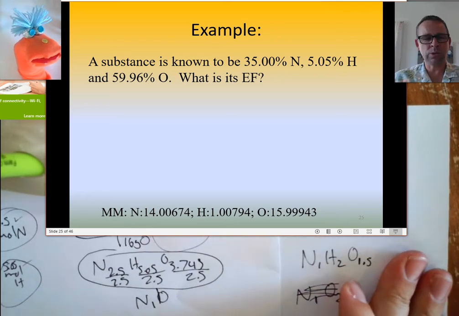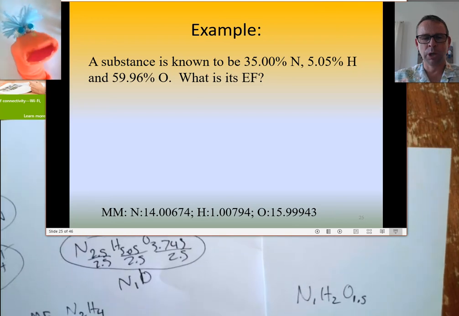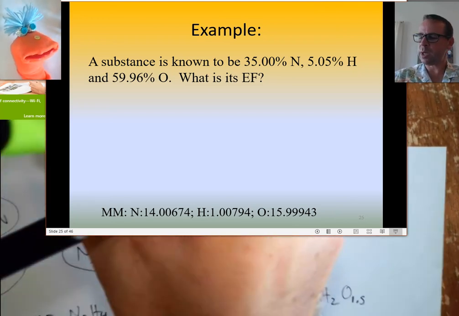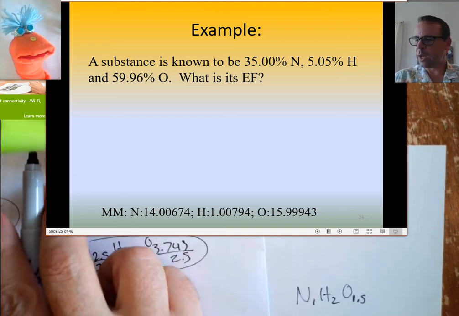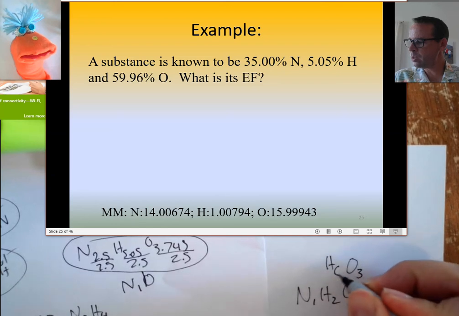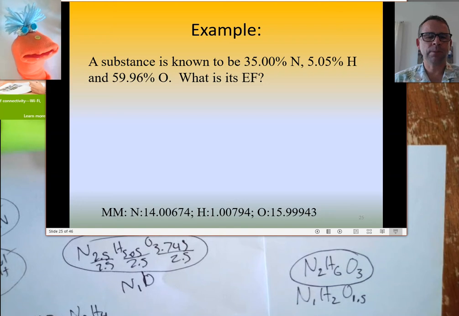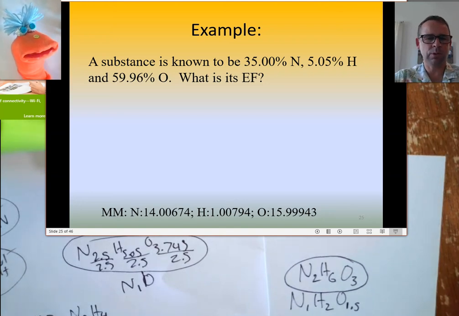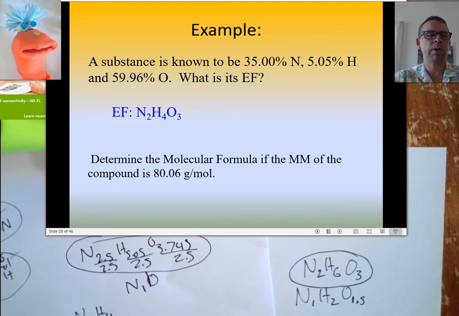Okay, so what do I have to do to improve that ratio there? I think you have to multiply everything by 2. Yeah, how do we know to multiply it by 2? Because the 1.5 needs to be a whole number. Very good. 1.5 needs to be a whole number. So I can multiply that by 2 and make that 3. This becomes a 6, and that becomes a 2. Very good. That is then my empirical formula, N2H4O3.